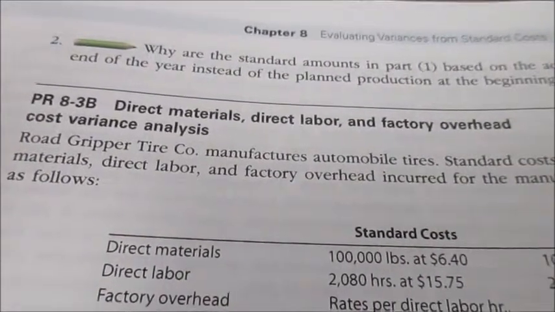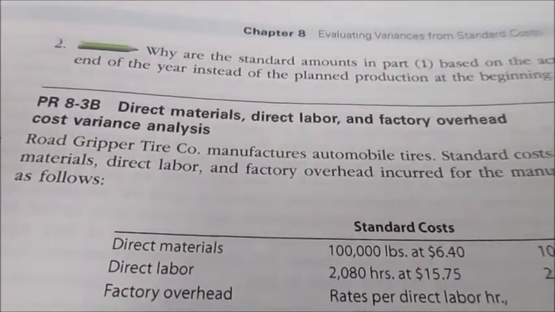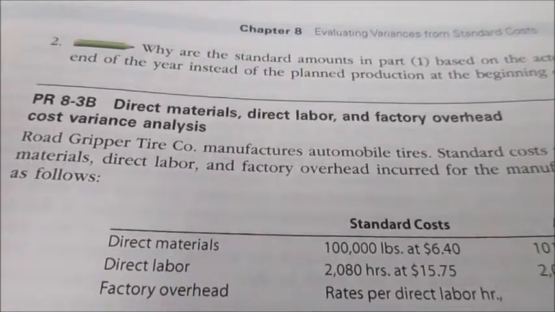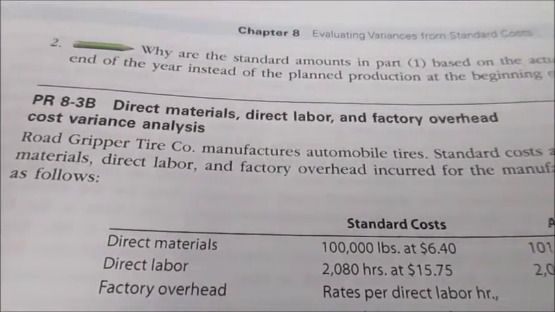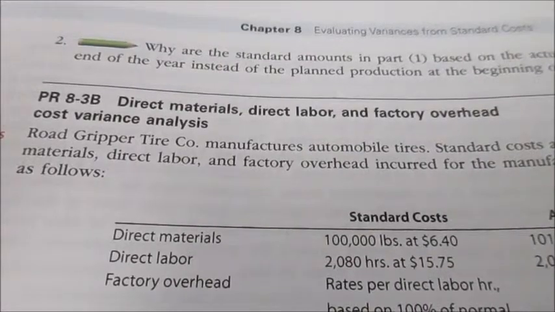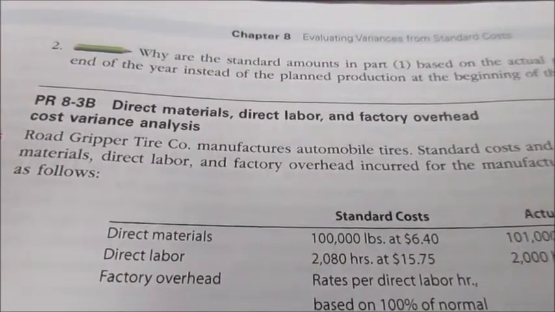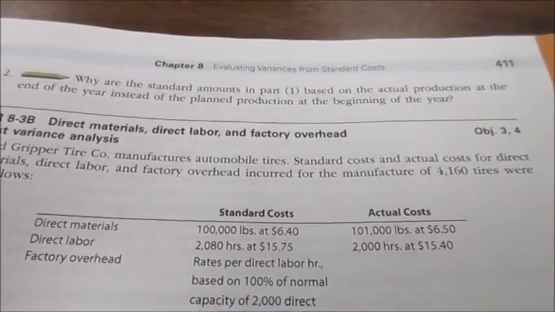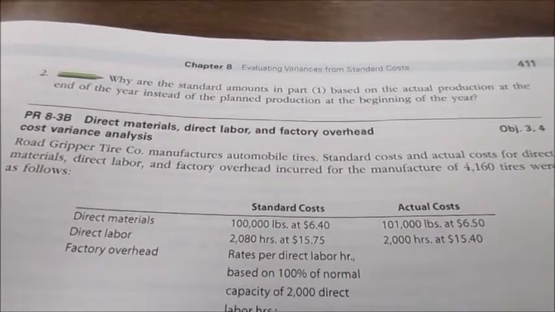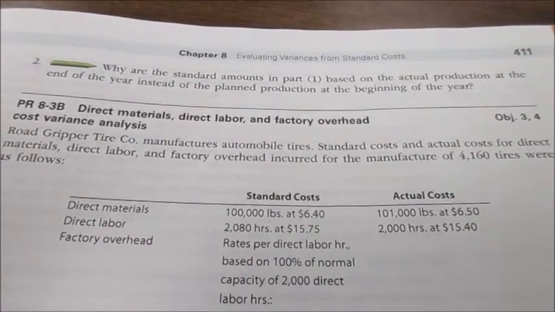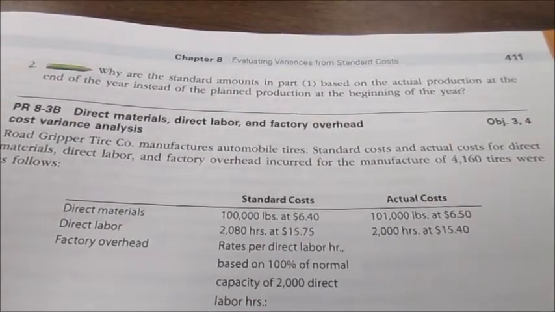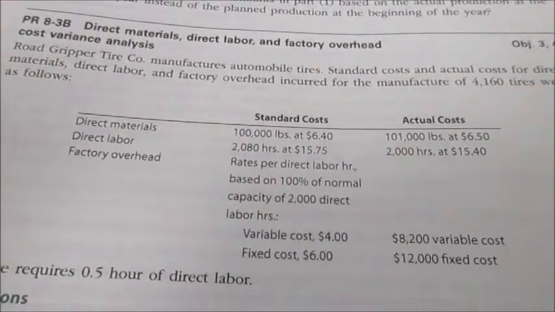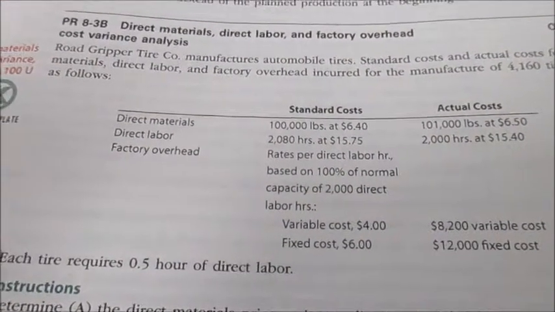Today we're going to work on problem 8-3b, direct materials, direct labor, and factory overhead cost variance analysis. The Road Gripper Tire Company manufactures automobile tires. Standard cost and actual cost for direct materials, direct labor, and factory overhead for the manufacture of 4,160 tires were as follows. And then it gives us all of our data.